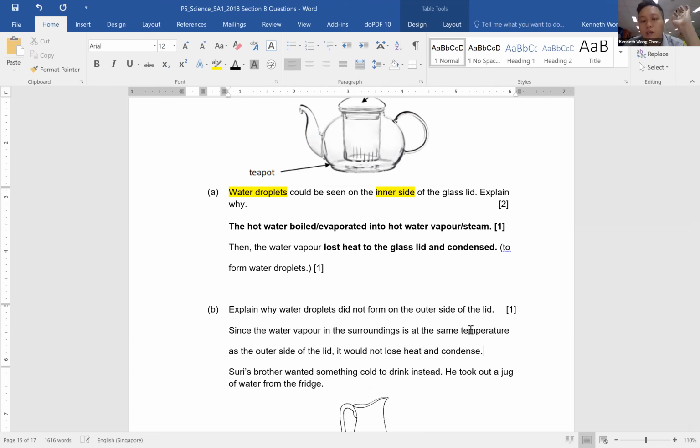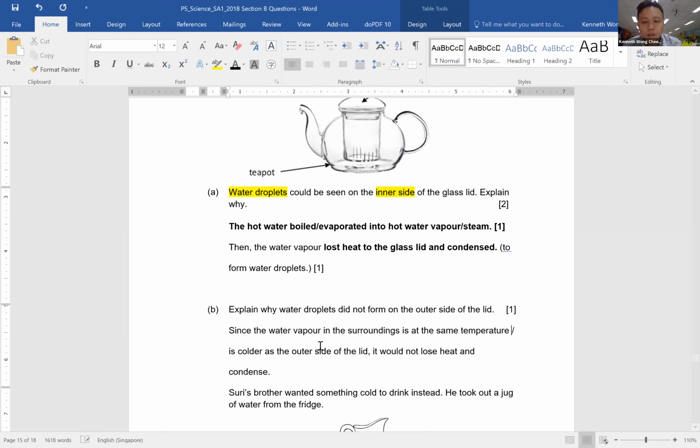Okay, those of you who wrote same temperature is fine. Those of you who wrote that the glass lid is hotter is fine also, because the glass will gain heat, right? Is it at the same temperature or colder? I thought it was hotter. Understand? The water vapor is colder than the lid. That means the lid is hotter than the water vapor.